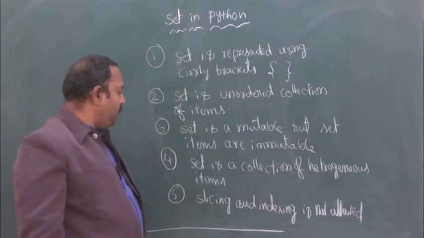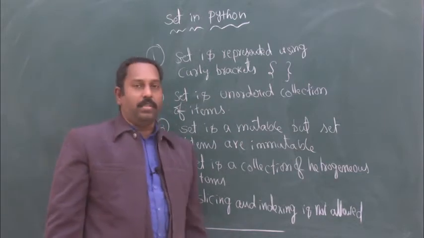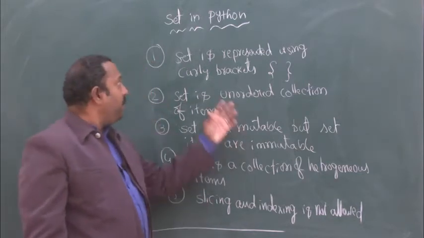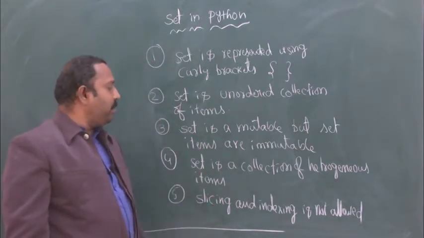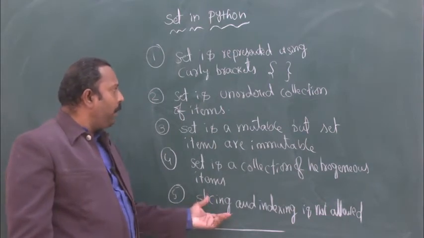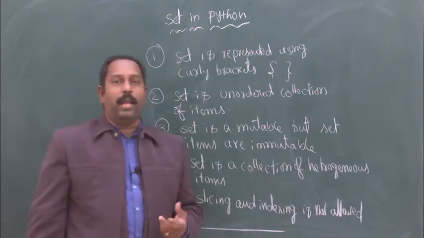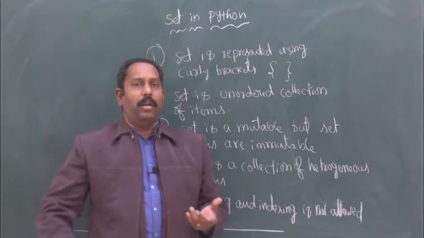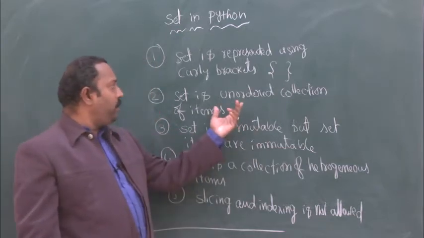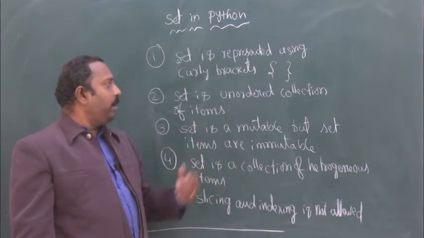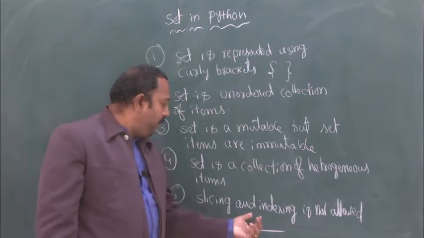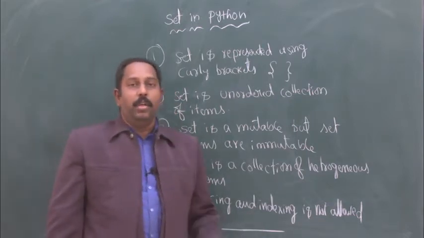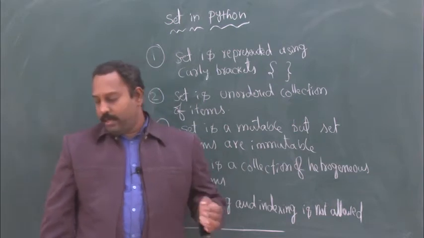And fifth one is slicing and indexing is not allowed. So in set data structure, slicing and indexing is not possible. Why is it not possible? Because set is an unordered collection of items. That means the order in which you inserted, you may not get in the same order. That's why indexing and slicing is not possible in set data structure.